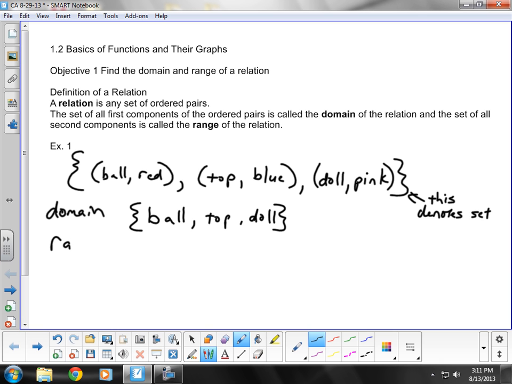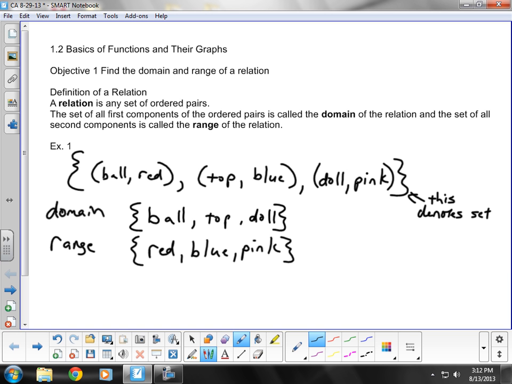And the range, which is just the second component of the ordered pairs, would be red, blue, and pink. And again, in the curly braces to show that that is a set, because the domain is a subset of the relation and the range is a subset of the relation. So when you are given a set, whether it's numbers or things, just remember if they want the domain, it's the things that are the first part of the ordered pair. The range are the things that are the second part of the ordered pair.